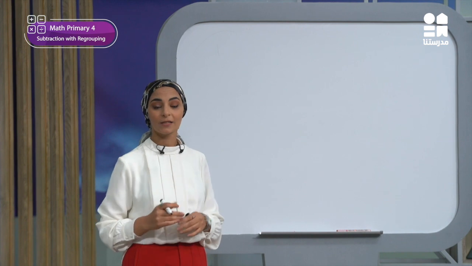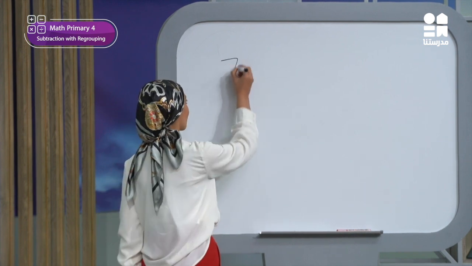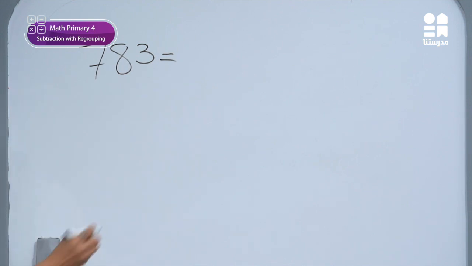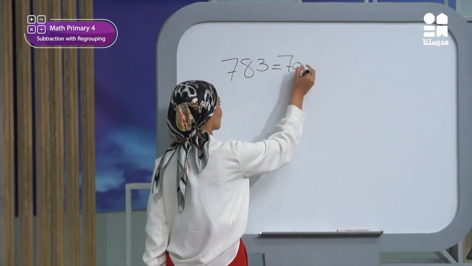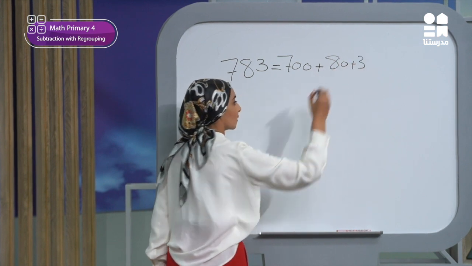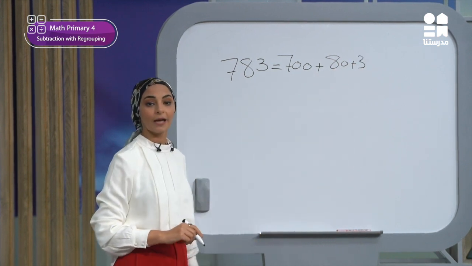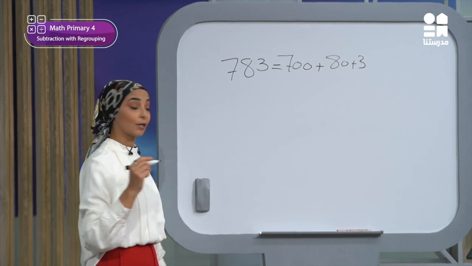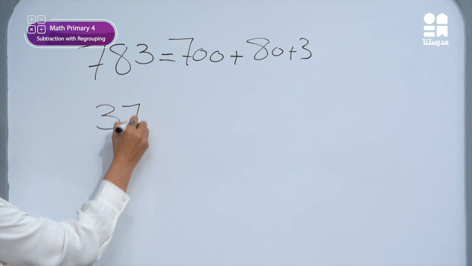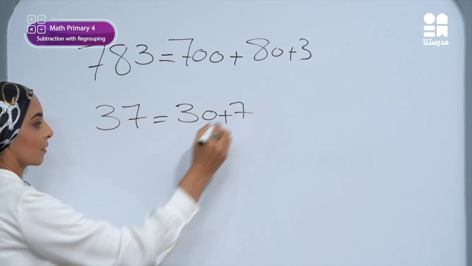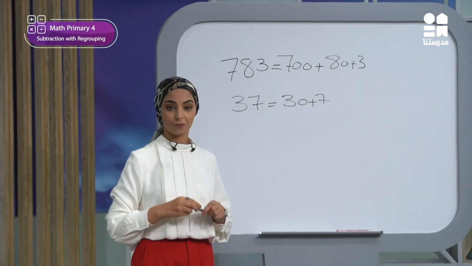Here I have two examples. I want to write them in expanded form. The first one, 783. How can I write it in expanded form? I will write 700 plus 80 plus 3. The second one here, I have the second number, 37. Can you write it in expanded form? Yes, 37. So, 30 plus 7. And this is the expanded form.